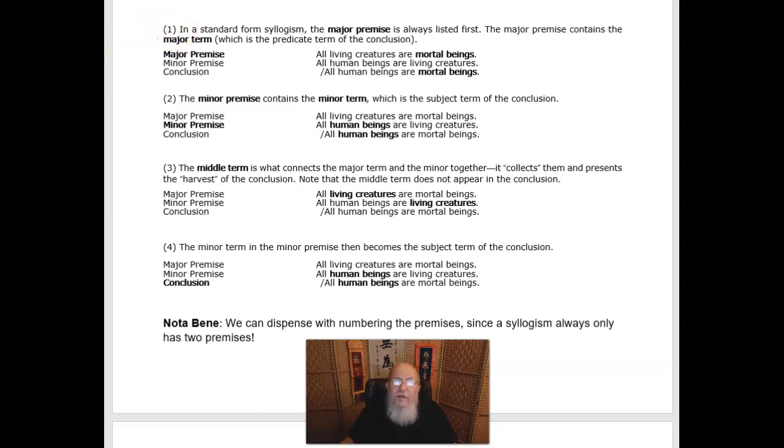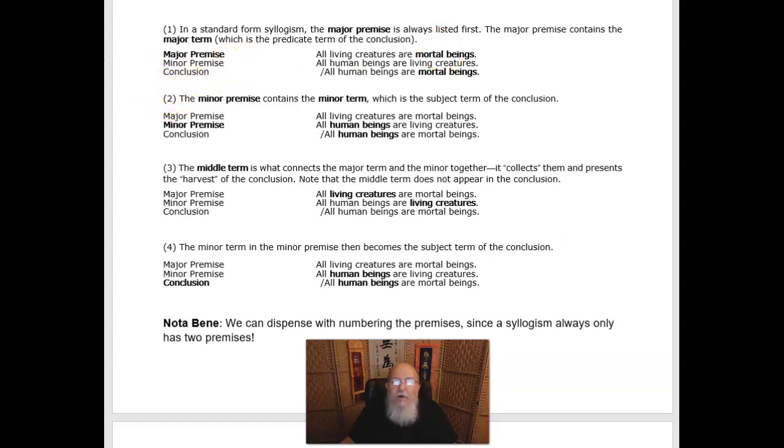First, in a standard form syllogism, the major premise is always listed first. And the major premise contains what we call the major term, which is the predicate term of the conclusion, right? So here we have the major premise. All living creatures are mortal beings. If you look at the conclusion, it is all human beings are mortal beings. That's the predicate term of the conclusion, and so it's the major term. So the premise with the major term in it goes first.